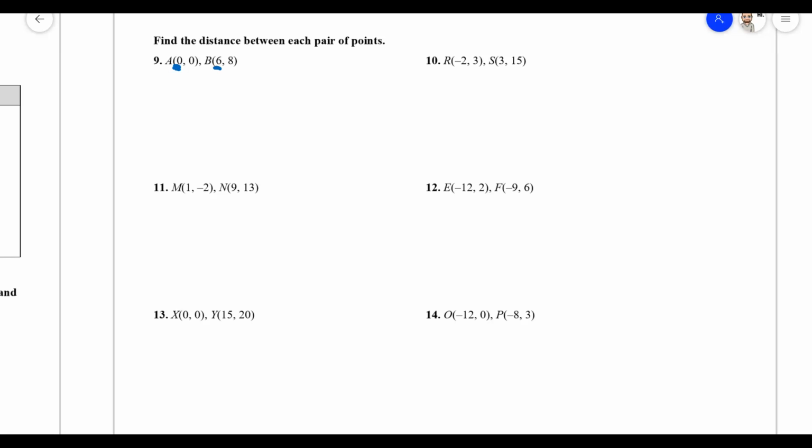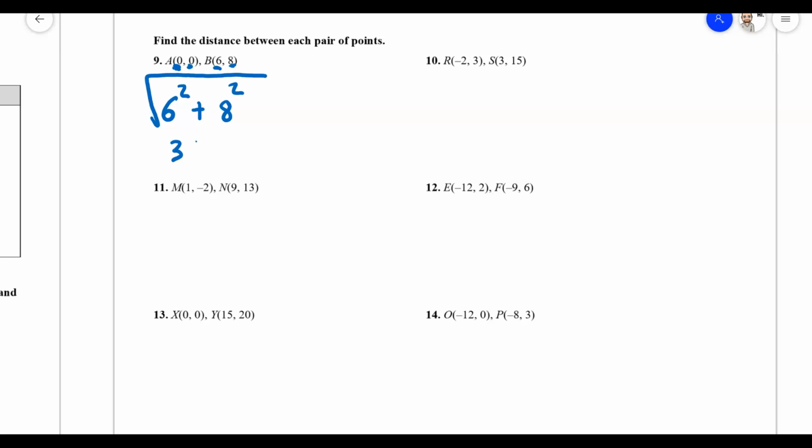From 0 to 6, do like we just did. How far is it from 0 to 6? It's 6, but remember, the Pythagorean theorem says we have to square that. From 0 to 8, how far is that? That's 8 as well. Remember, Pythagorean theorem says we square that. We're going to add these two together, and then we take the square root.